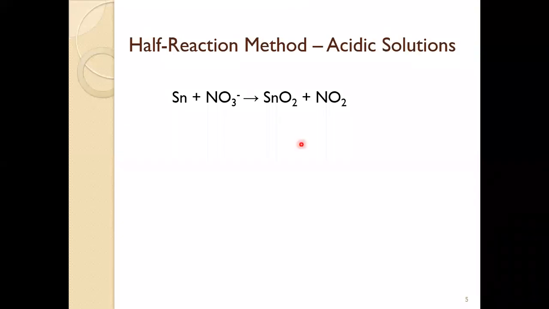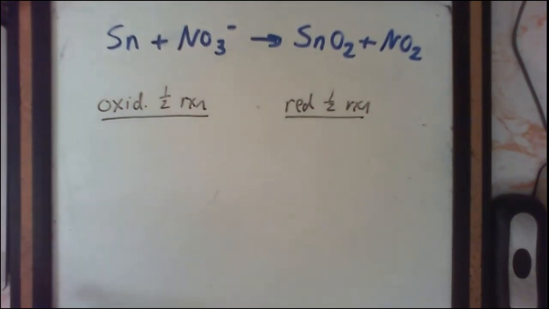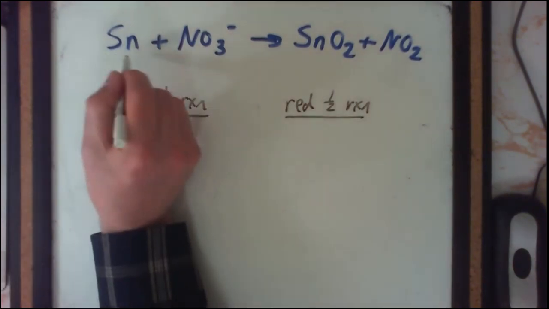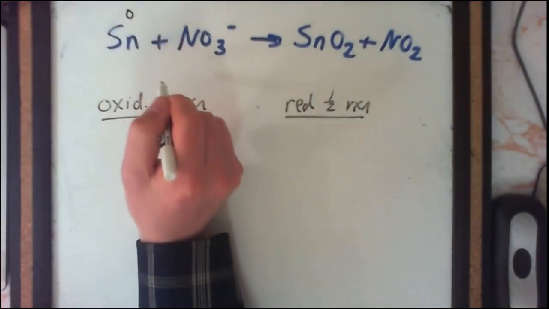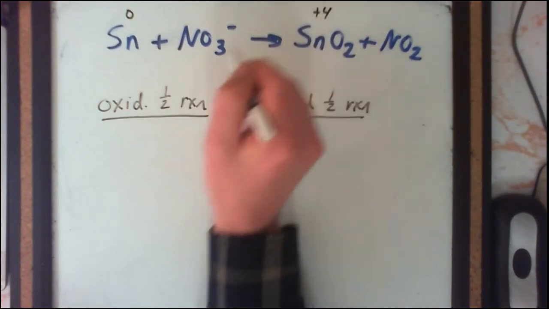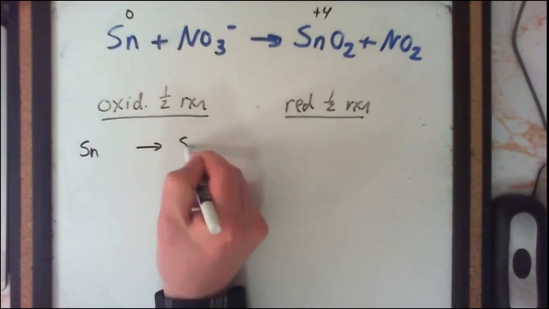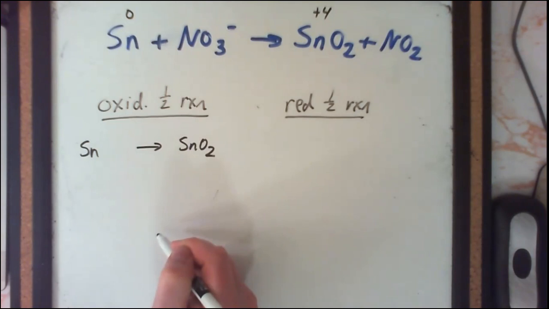Another unbalanced redox reaction that we can balance using the half reaction method is this one. We're going to first break it up into its 2 half reactions. To do that, we have to identify what is being oxidized and what is being reduced. Elemental tin has an oxidation number of 0. On the product side, it has an oxidation number of +4. So tin is being oxidized. So it's the oxidation half reaction.